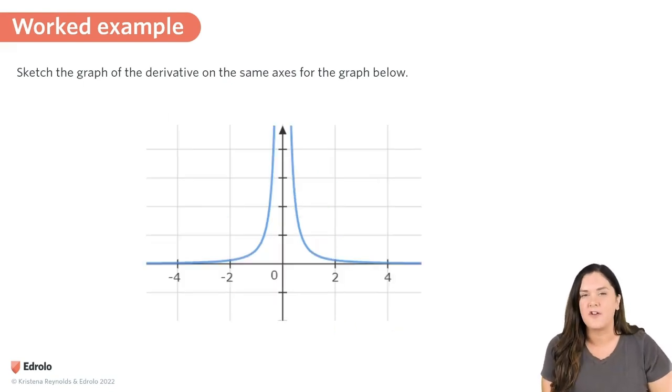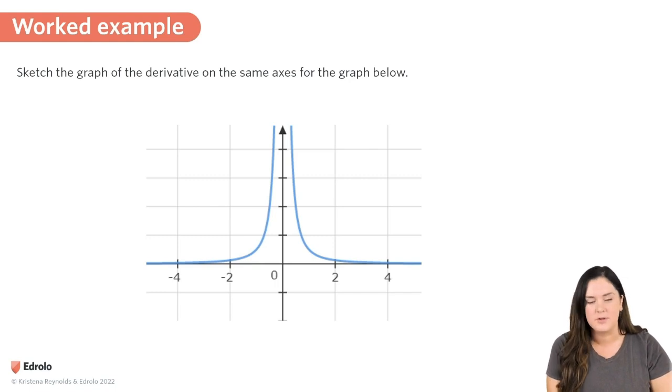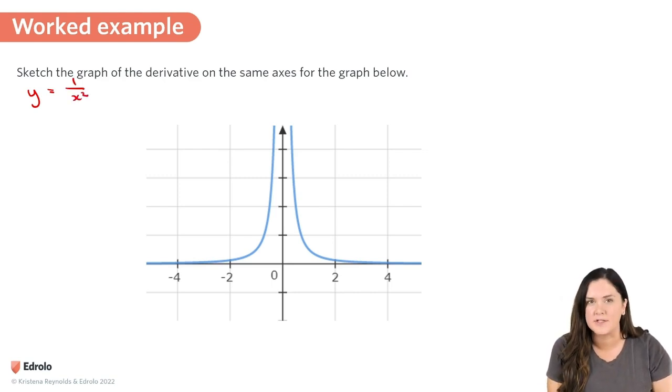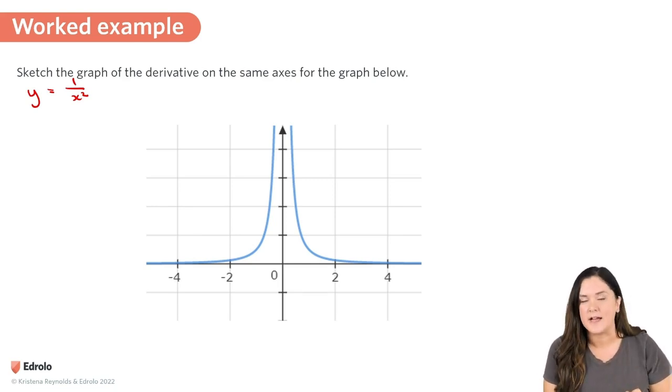Our last few examples have been sketching graphs of polynomial functions. But what if we don't have a polynomial? So for example, our graph here is a truncus, so y equals 1 over x squared. You can see here we don't have any turning points that we can identify. So what we need to do is look at what the gradient is doing along the x-axis.